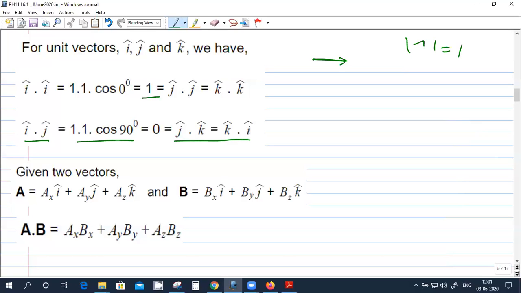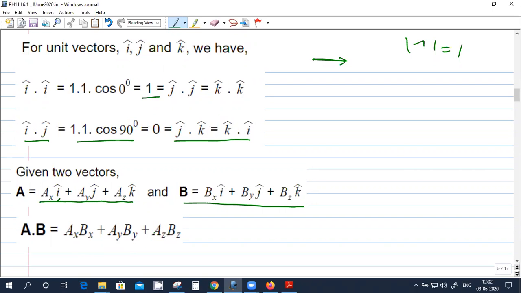And any 3D vector can be written in terms of components Ax, Ay, Az along I cap, J cap, K cap. Let another vector B be written in terms of its components. Now A dot B is Ax Bx plus Ay By plus Az Bz. Right? How do you get this one?